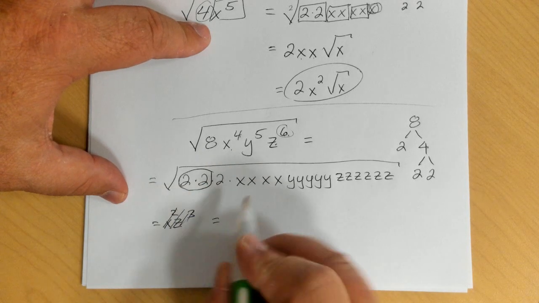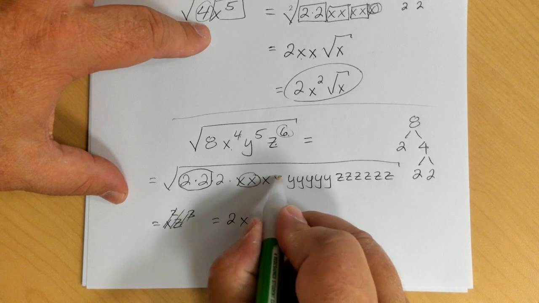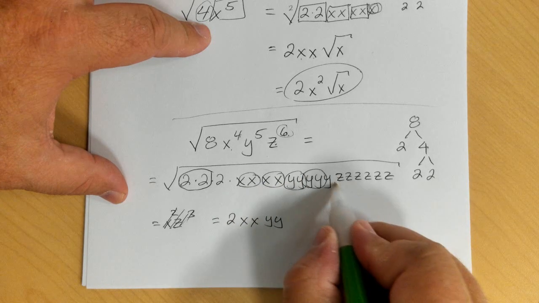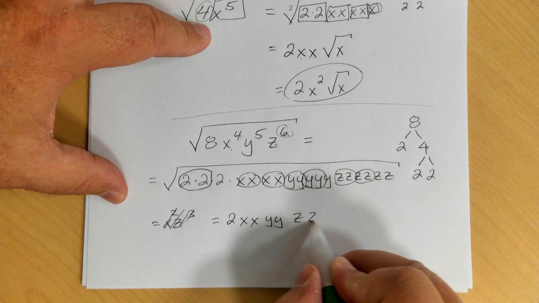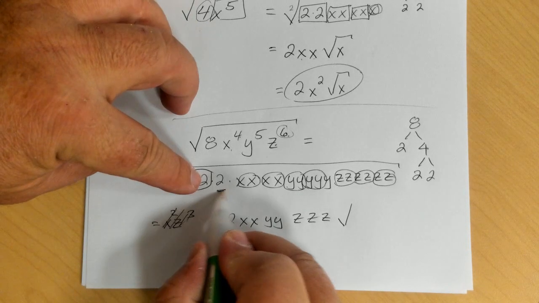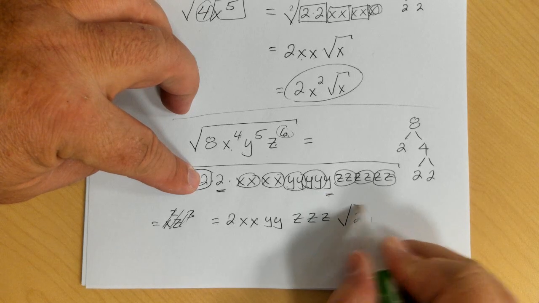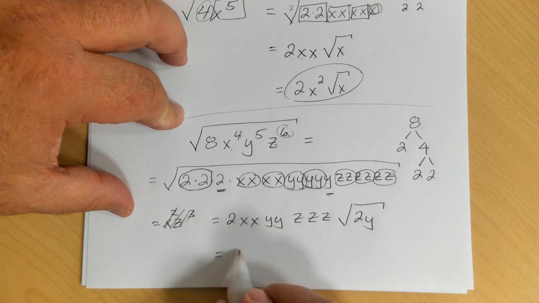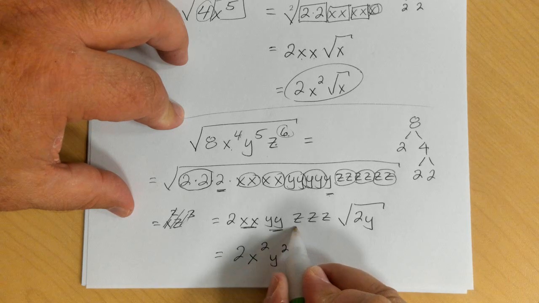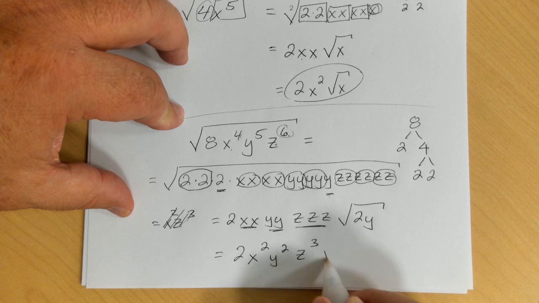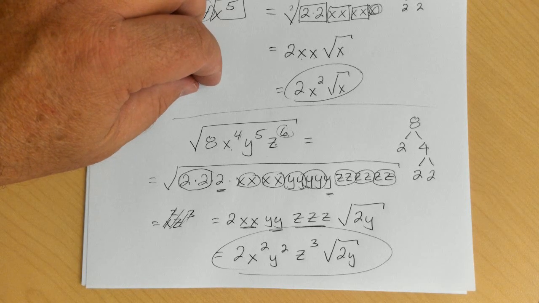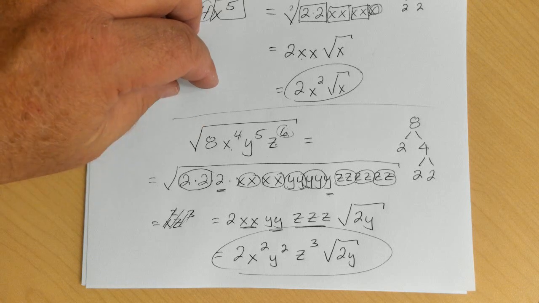So, here's a pair. There's a pair. There's a pair. So that's everything that goes outside. What do we have left inside there? 2 and y. We have 2 x's, so it's x squared. 2 y's. 3 z's. Now, is that impossibly difficult? Or just long?